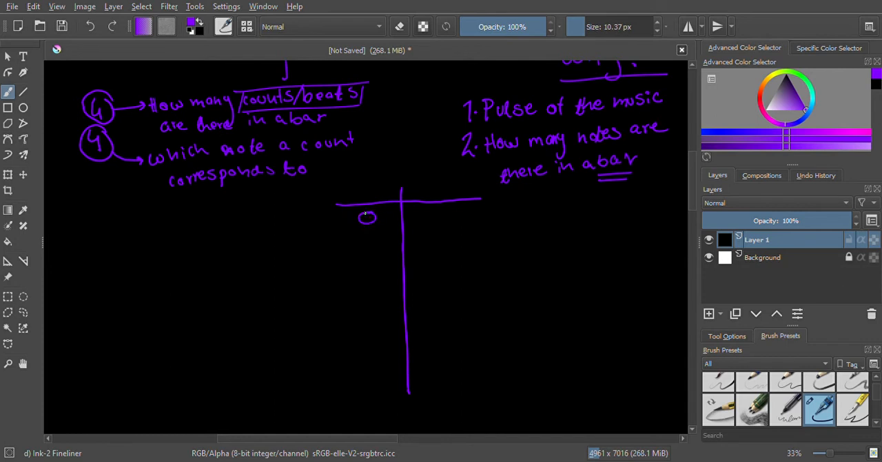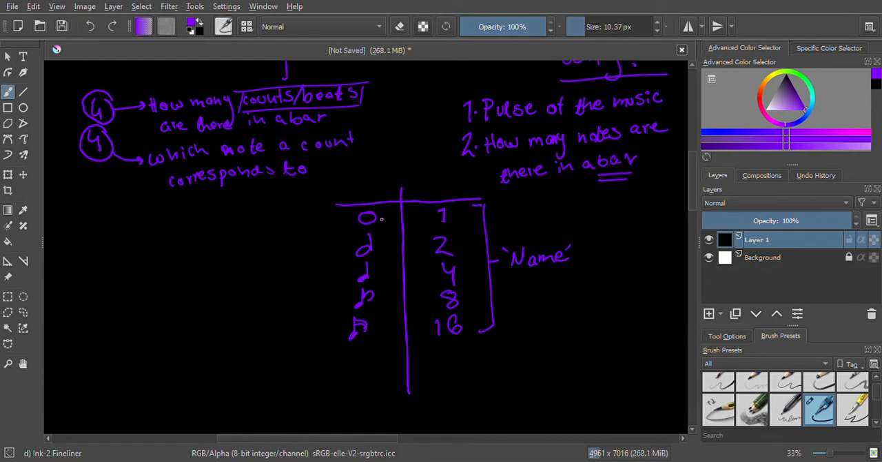So a whole note, when we're writing in time signature, is represented by a 1. A half note is represented by a 2. A quarter note is represented by a 4. An eighth note is represented by an 8, and a 16th note is represented by a 16. And these are actually the denominators of the note values, but as I said, this is very different from a note value. You can think of them as the name or the numerical representation of the notes.